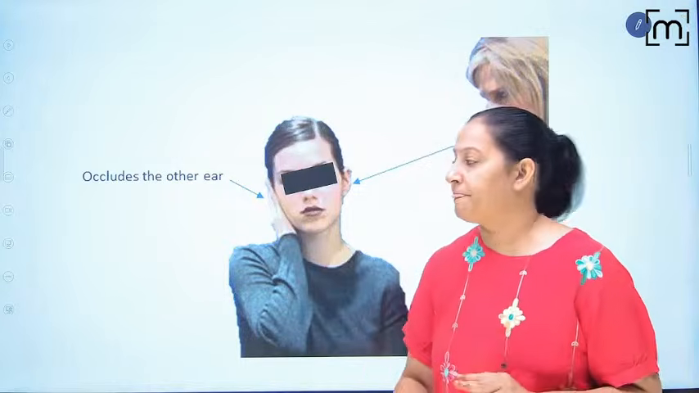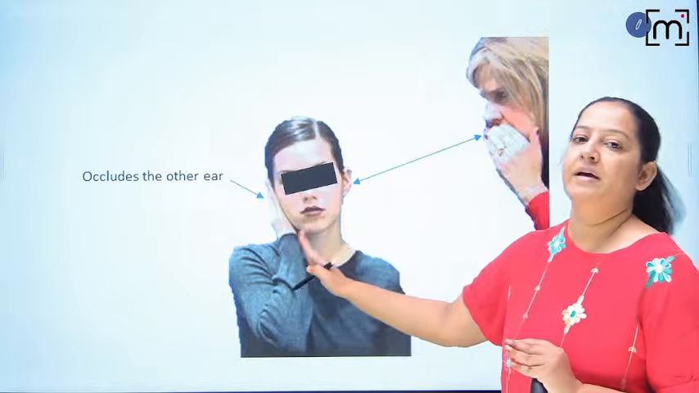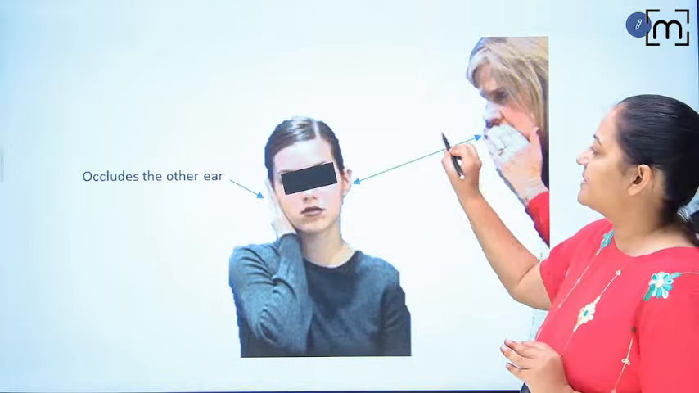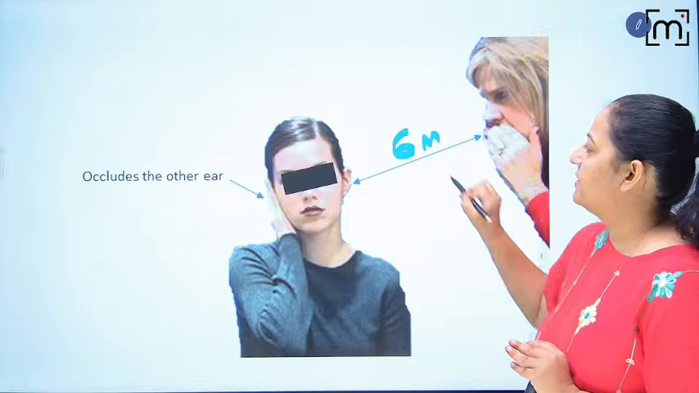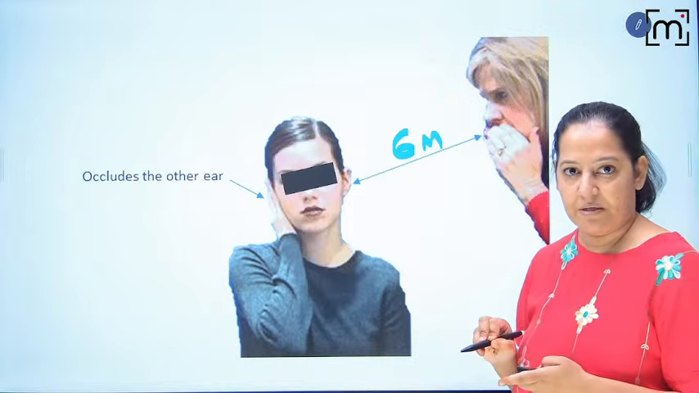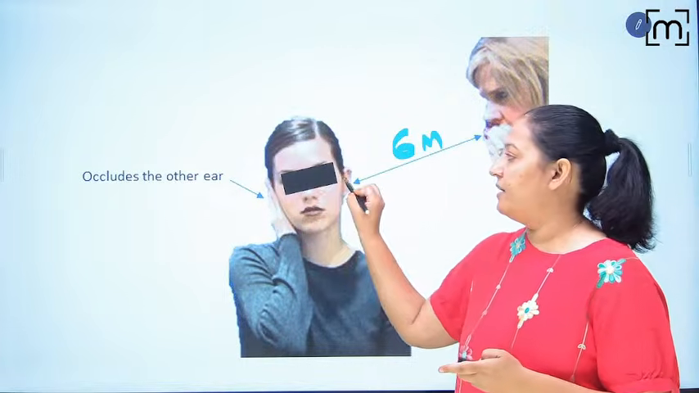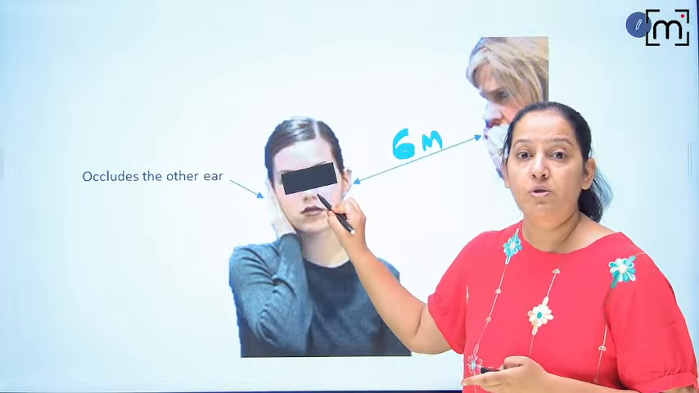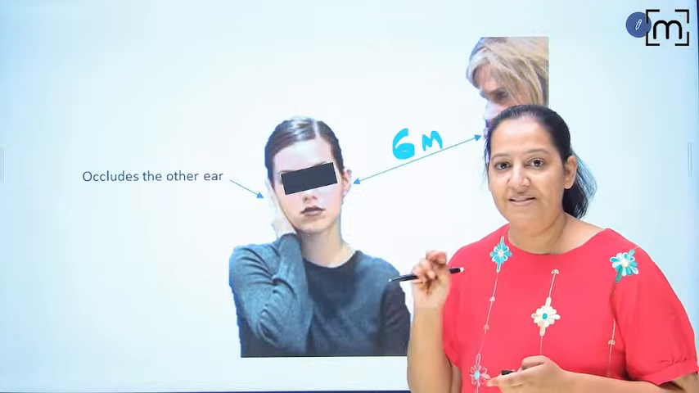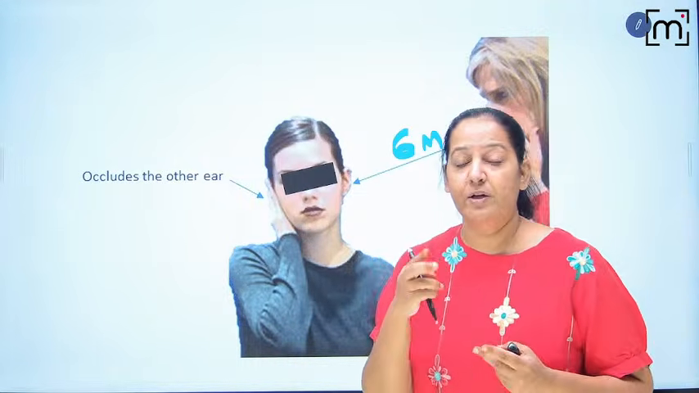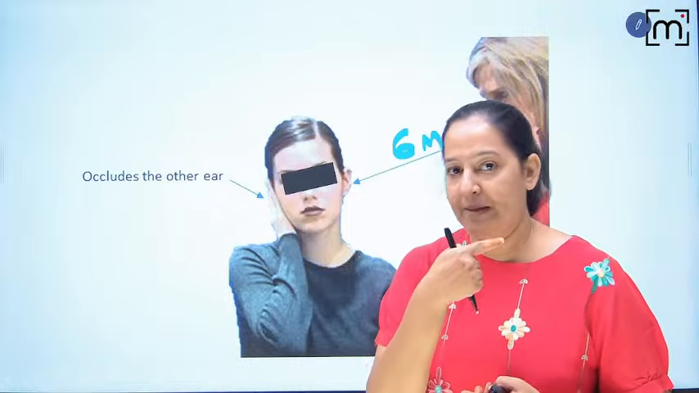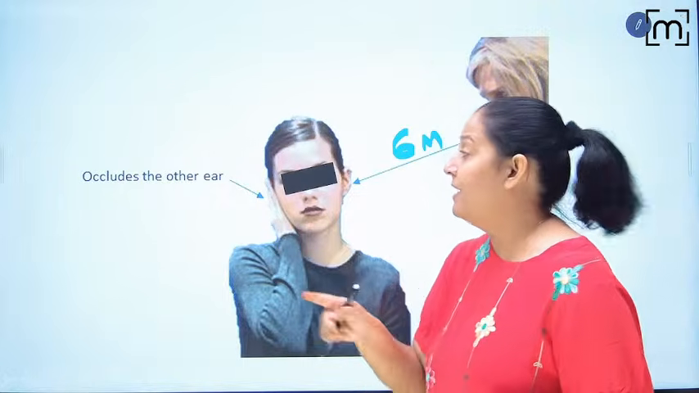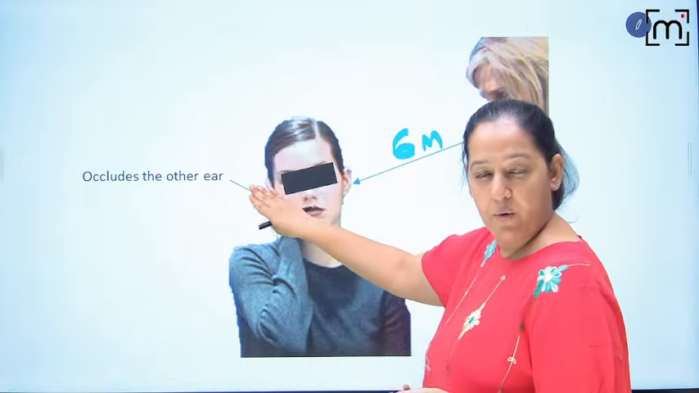What is the procedure? The procedure is very simple. This is my patient. This is the examiner. This distance should be 6 meters. We will cover the eyes to stop lip reading. Some persons do lip reading. If you can't hear, you become expert in lip reading. With lip reading, you can predict what I am saying. To stop that, we are covering the eyes.